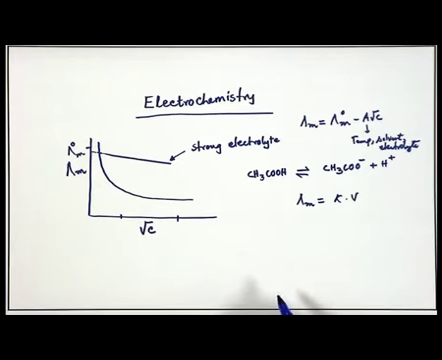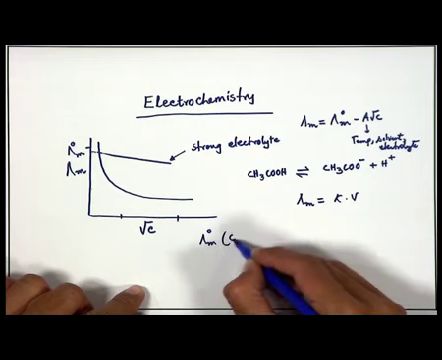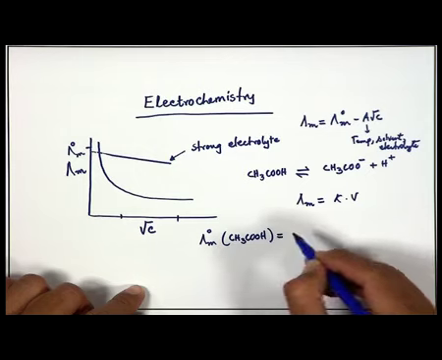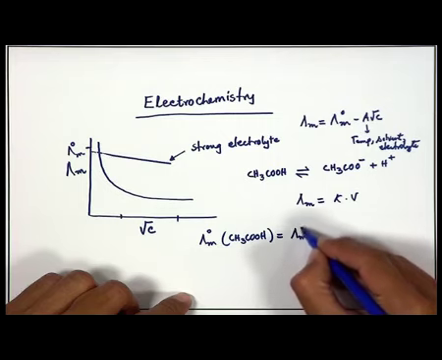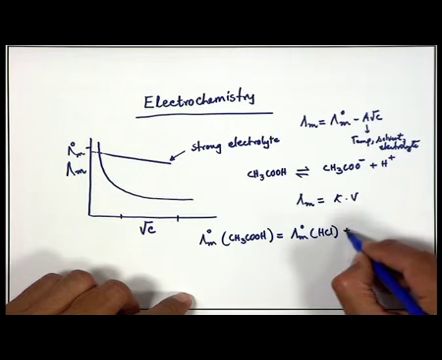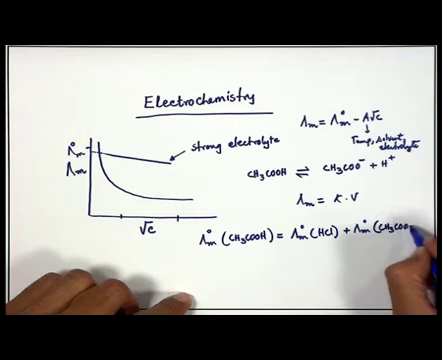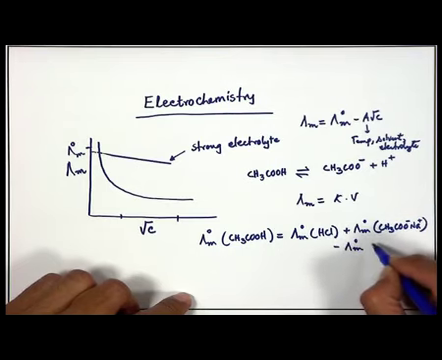So, let us look at this acetic acid again. How to find out this lambda m 0 for CH3COOH? You can find it out by means of this expression: lambda m 0 HCl, plus lambda m 0 CH3COO minus Na plus, and minus lambda m 0 sodium chloride.